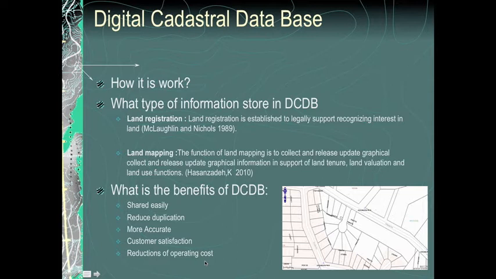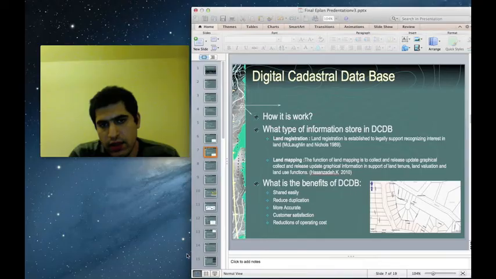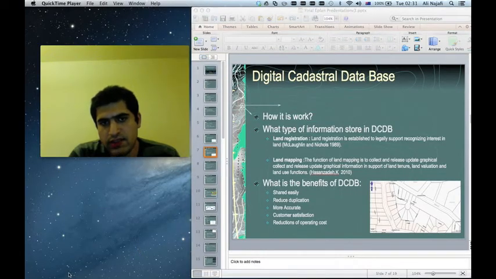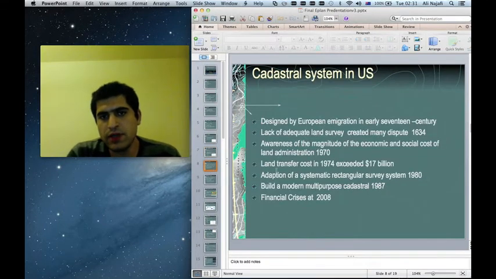Simply, DCDB, or Digital Cadastral Database, is a digital system that can store land registration and land mapping information. In the next slide, I'm going to talk about the cadastral system in USA.